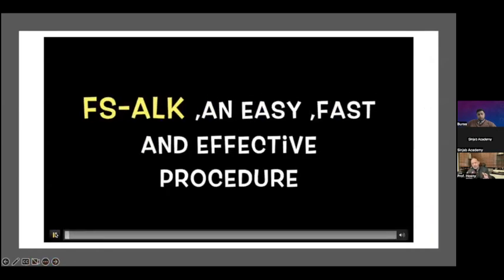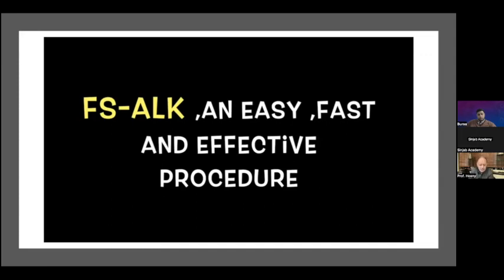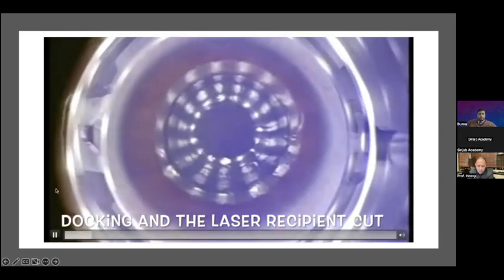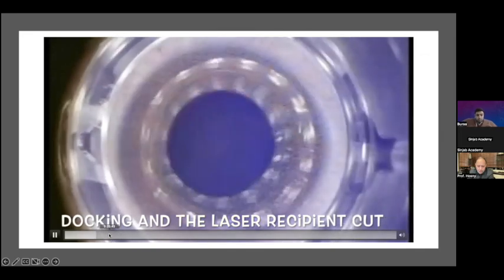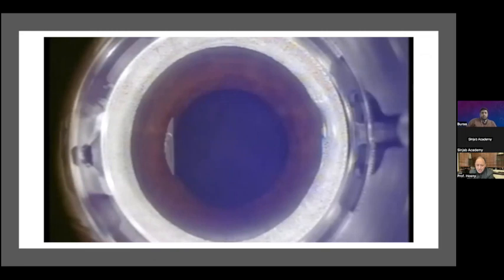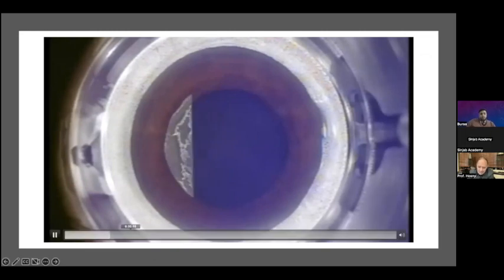This introduction is important for me, because I have to say that if you are in doubt, or if you couldn't do an air bubble and separate the Descemet's membrane, it is not the end of the world. You can leave some skirt of corneal stroma.